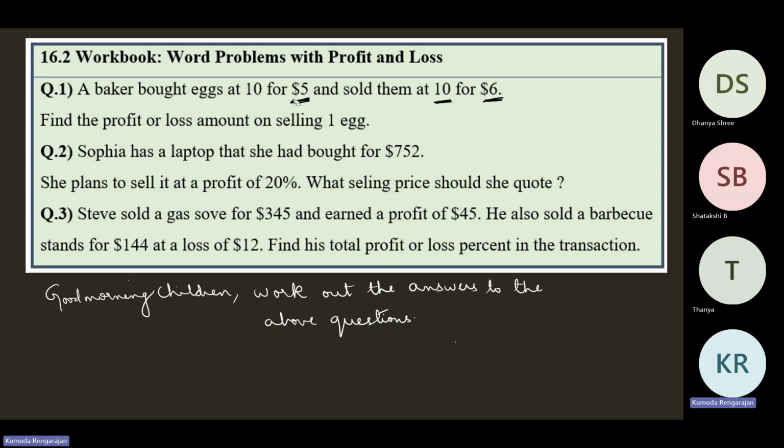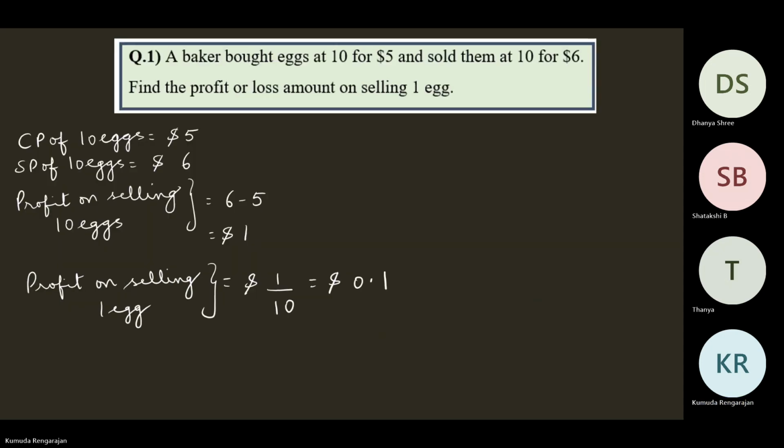He buys 10 for $5 and he sells all the 10 for $6. So he's selling it for more than what he paid for it. So that difference is the profit. $1 is the profit. But that is the profit on selling 10 eggs. So the profit on selling one egg is 1 by 10, or 0.1.